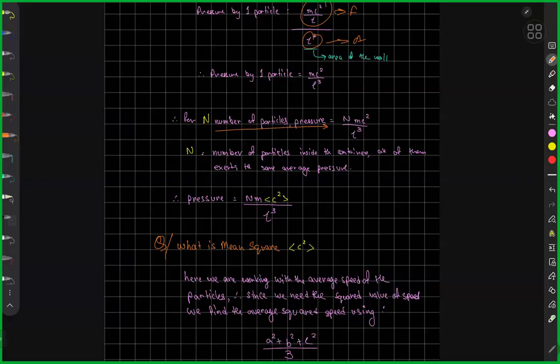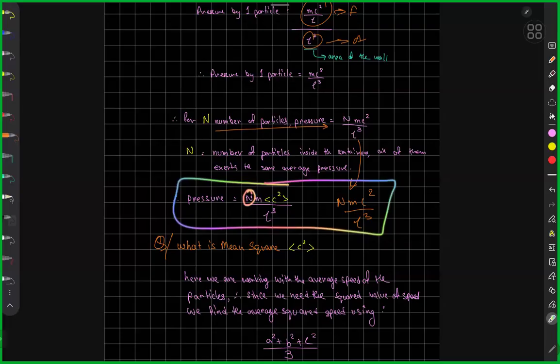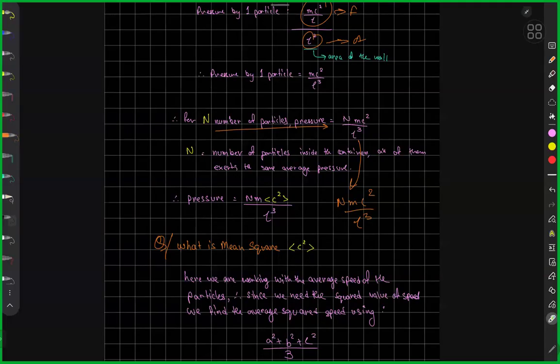Now, what do I ultimately get? Same formula, nmc square by L cube. What do you see as the difference over here? This is ultimately my pressure formula. This is not the end formula, don't get confused, but this is right now the pressure formula I have. What's the difference over here? We're taking the average of C squared. So what you see over here is the mean square speed. What does this mean?